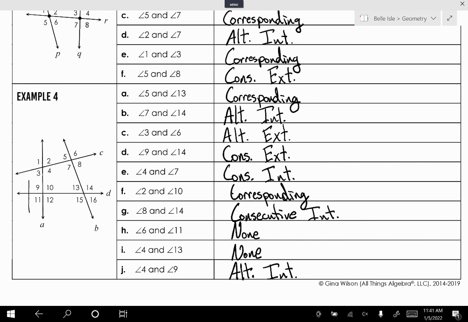Okay. For the rest of your time, I would like you to work on the second sheet. We have to do the coloring part. Do you get to do the coloring part? Yes, you do.